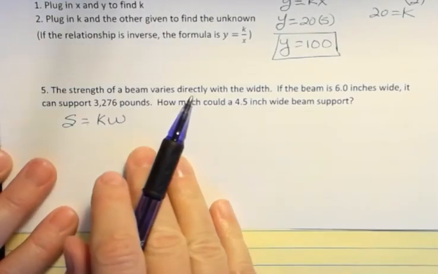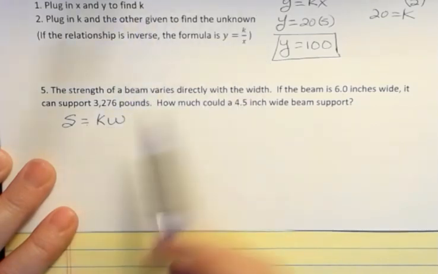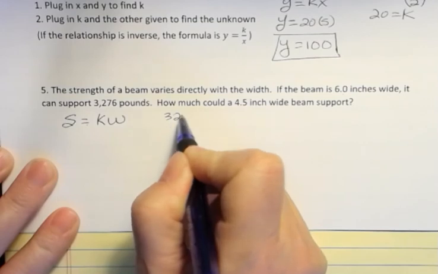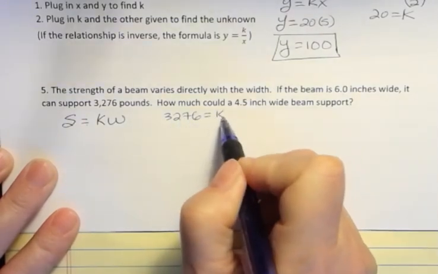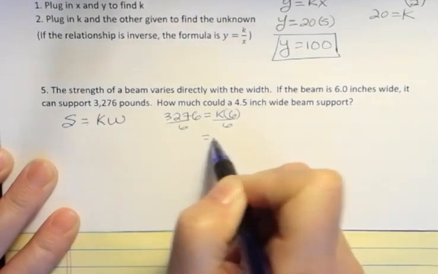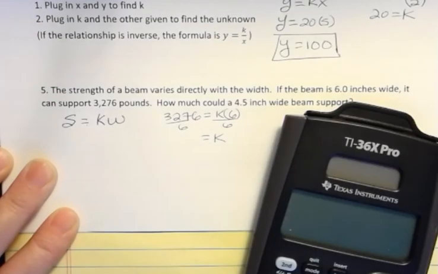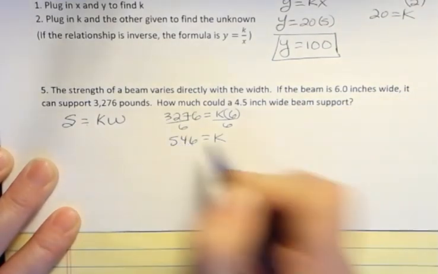Remember the 2 steps you can see there, plug in the X and Y to find K. We don't have X and Y, but we can still plug in 3,276 pounds supported when you have a 6-inch width. So we're going to divide both sides by 6 to find out what our constant is. And that is 3,276 divided by 6, or 546. So the constant here is 546.